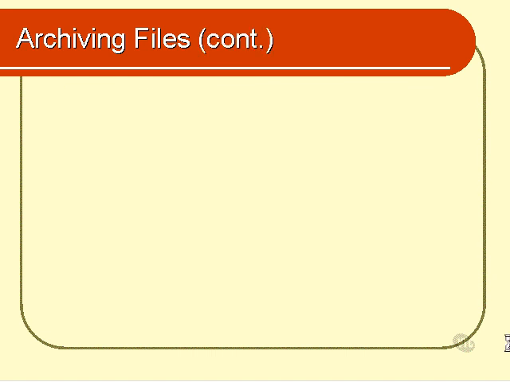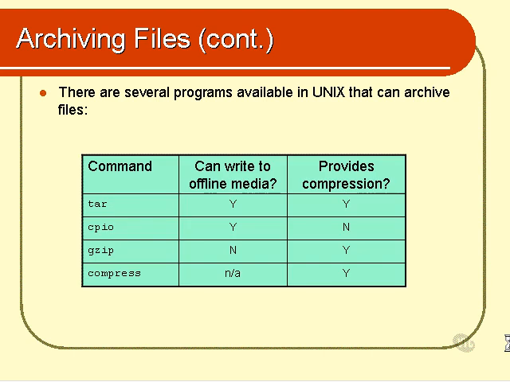There's a variety of programs that we have available in Unix to do exactly this sort of thing, and let's have a look at some of those. I will just briefly give you some demonstrations of some of these programs: tar, cpio, gzip and compress. These are all programs that we use in the process of archiving. In the table there I've shown you which ones we can use to write data out to an offline media like a tape drive or a floppy drive, and those ones are tar and cpio. Which ones provide compression? In other words, tar, gzip and the program of course called compress. Let's have a look at those in turn.